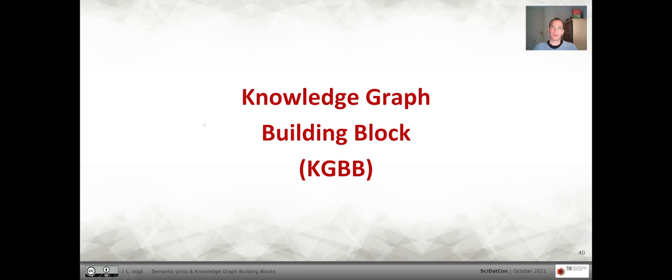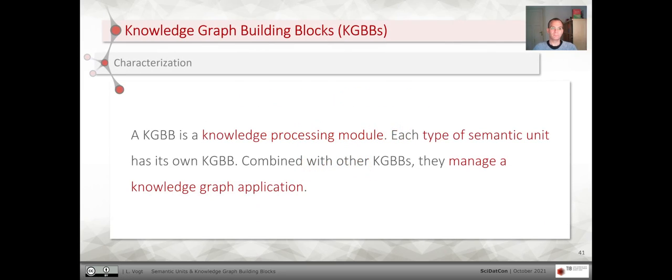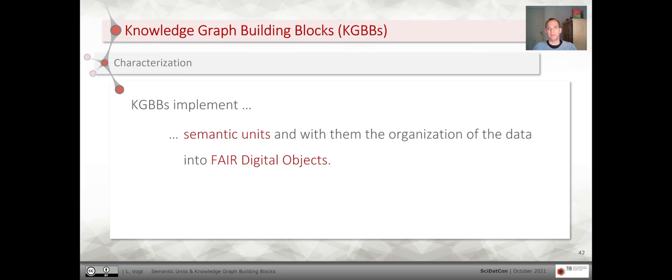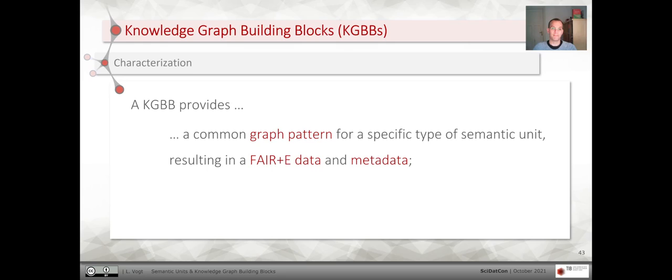Now, what are knowledge graph building blocks? A knowledge graph building block is a knowledge processing module. And each type of semantic unit has its own building block. And these can be combined, and together they manage a knowledge graph application. The building blocks implement semantic units, and with them organize the data into FAIR digital objects. And they provide a common graph pattern for a specific type of semantic unit, resulting in FAIR+E data and metadata.